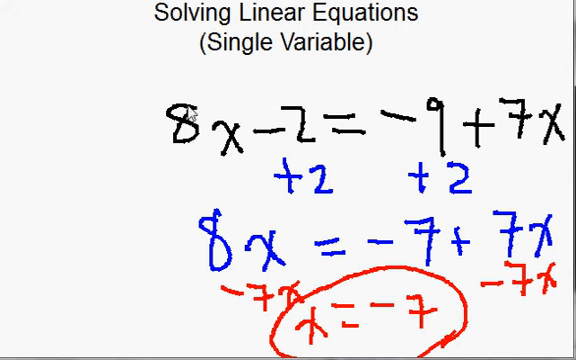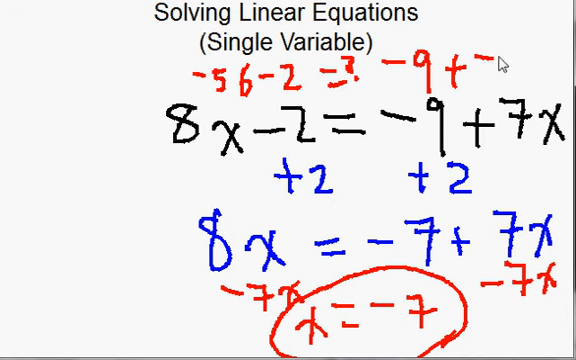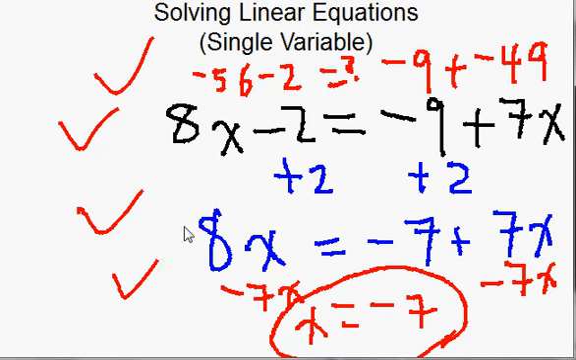Go back up here. 8 times negative 7 is negative 56 minus 2. The question is, does that equal negative 9 plus, what's 7 times negative 7? Negative 49. Let's see, negative 49 minus 9 is negative 58. Yes, it does work! Hooray, because math always works if you do it right.